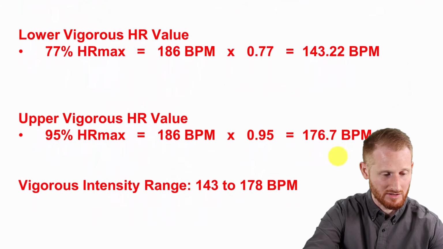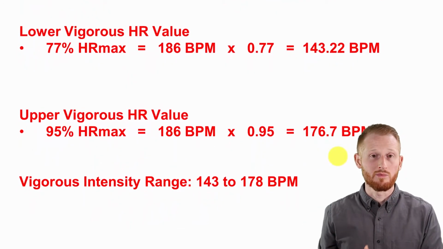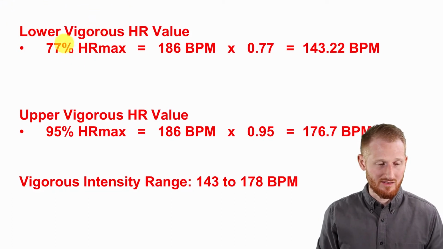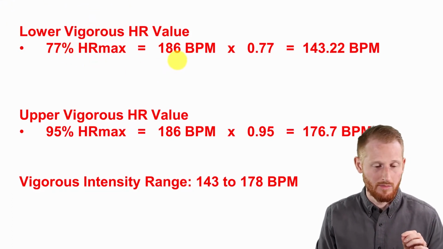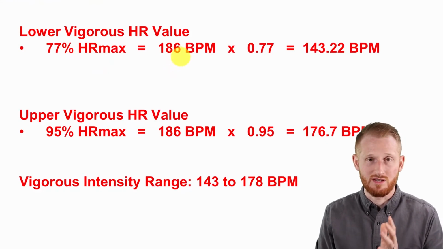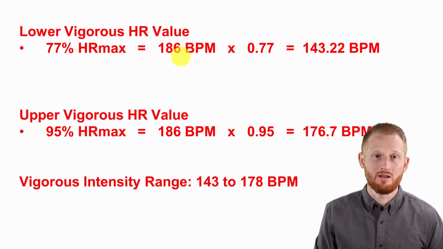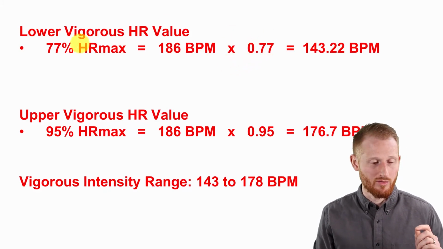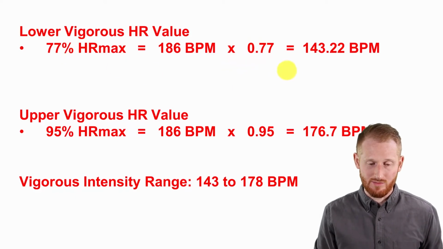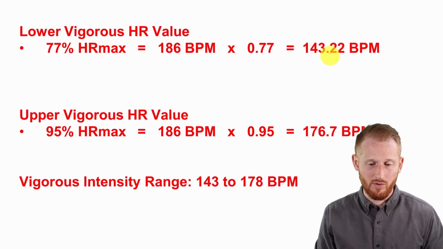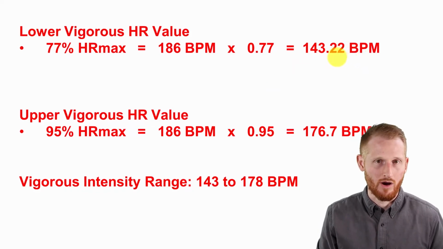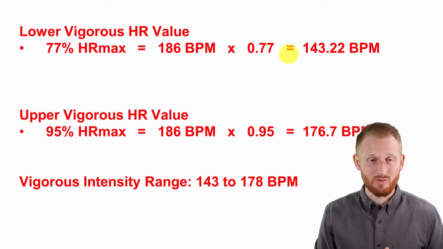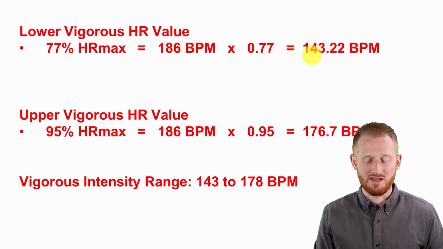Back to our calculations. Let's do the lower and upper range of what would be considered vigorous intensity for this individual. The lower part of that range, the 77%, would be calculated by doing 186 beats per minute, his age-estimated maximum heart rate, multiplied by 0.77, which is the decimal format for 77%. Make sure you convert to decimal. That gives us 143.22 beats per minute, which you would just round to 143. So the lowest exercise intensity he can work at and be considered working at a vigorous intensity is 143 beats per minute.